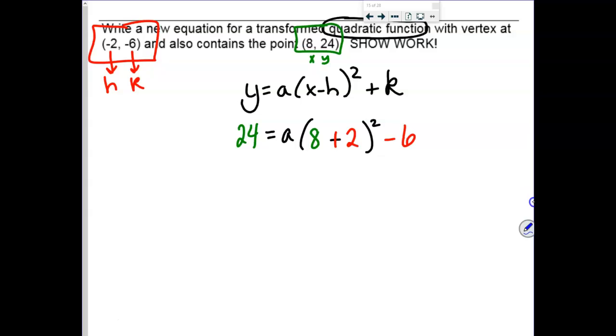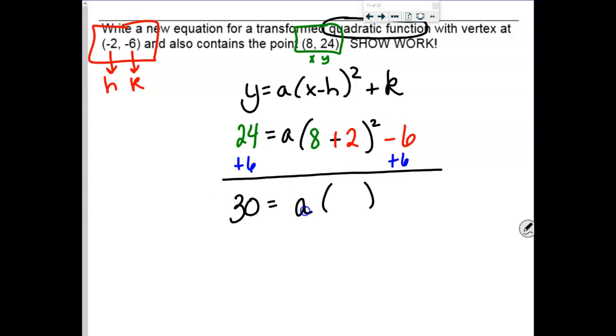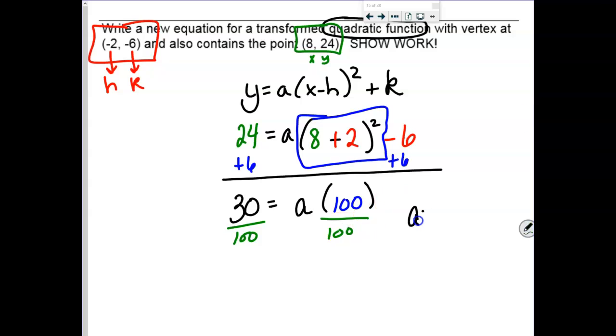Okay, how some of you solved for A was curious. Let's not do that again. You're going to add 6 to both sides. So this is 30 equals A. Now, guys, what is this quantity? But that's 10, honey. 10 squared. This is 100. So now we're going to divide both sides by 100. And we're going to get a funky A value, as promised, of 3/10.